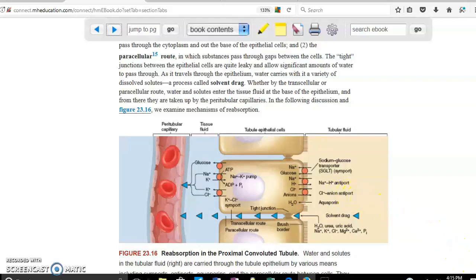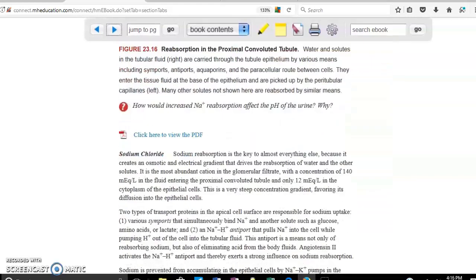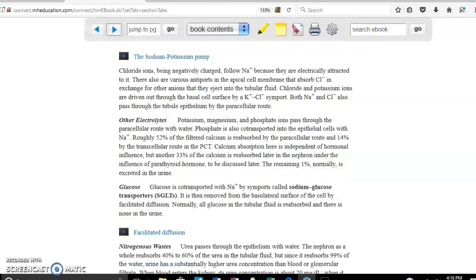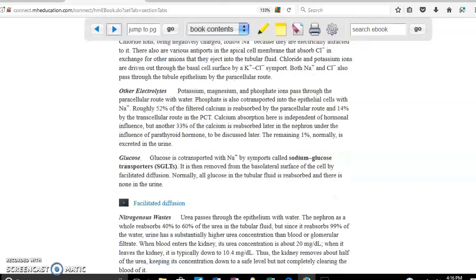Reabsorption and secretion of what? Basically salt, glucose, nitrogenous waste, and water. Right there, you have sodium chloride. Other electrolytes, such as, for example, hydrogen, glucose. We filter glucose, but we reabsorb it. Why? Because we need glucose in order to form ATP.